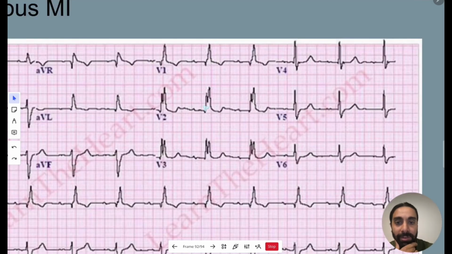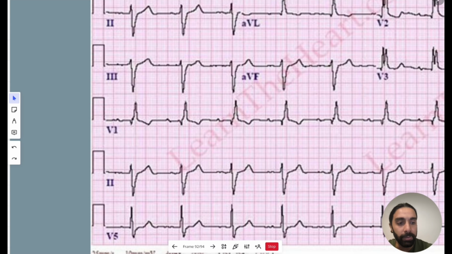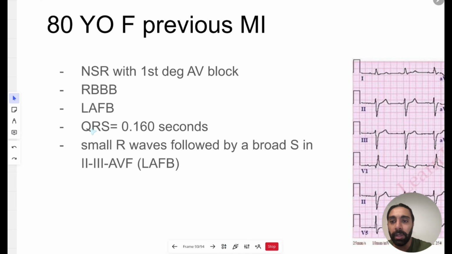You might even see an RSR prime in V2, which could be suggestive of a right bundle branch block with these findings. And there may even be a prolonged PR, without any dropped beats, so first degree AV block, where the PR interval is taking more than a big box. So all in all, we have normal sinus, maybe this first degree AV block. We saw this right bundle branch block, and I'll talk about what left anterior fascicular block is.